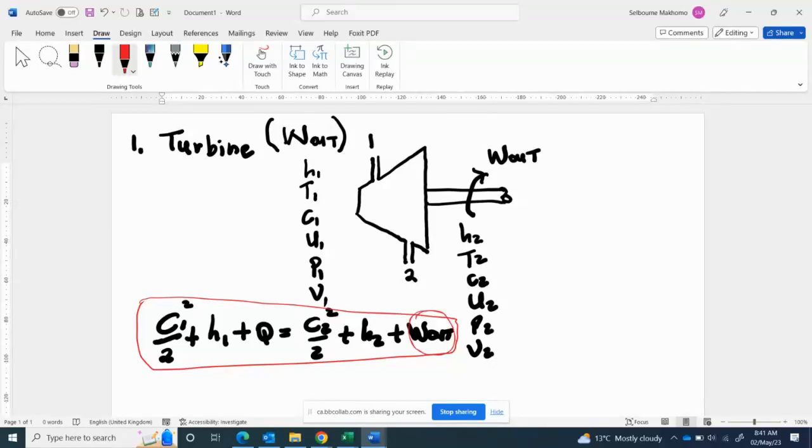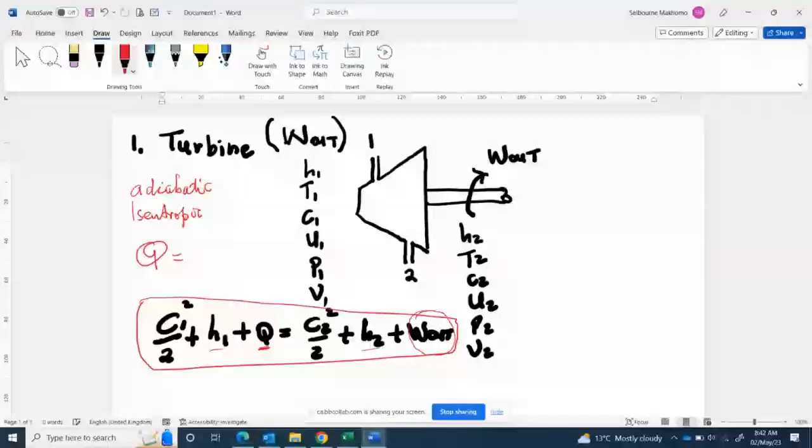So the main focus for a turbine, we are focusing on the work output, while we don't ignore other properties. Now, Q in the turbine: when you answer the questions, you must be very, very careful when you read the questions. When the question says an adiabatic turbine or isentropic, an isentropic process or adiabatic process is that process that does not allow heat to enter or leave the system. In other words, for an adiabatic system or isentropic system, Q is equal to 0.